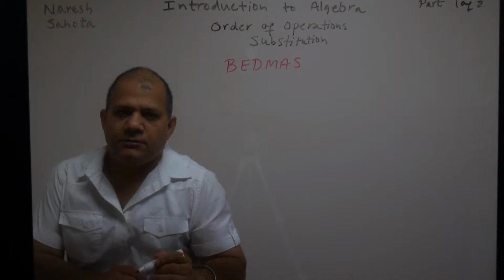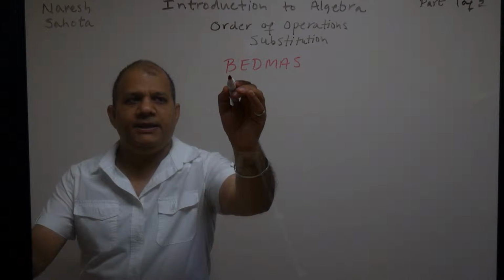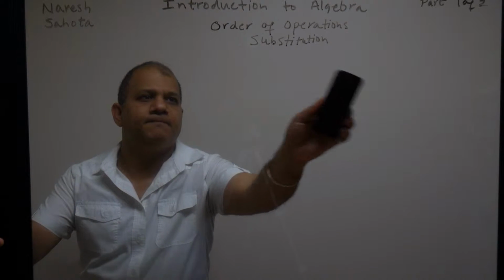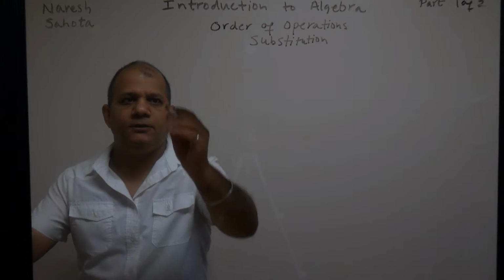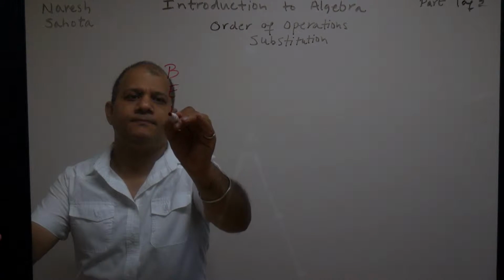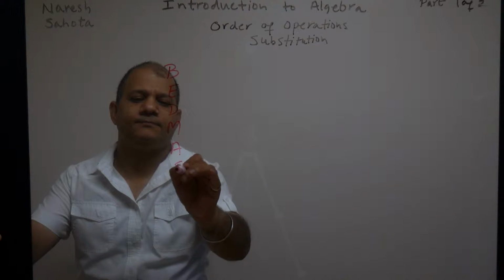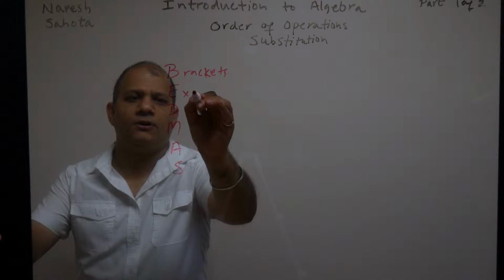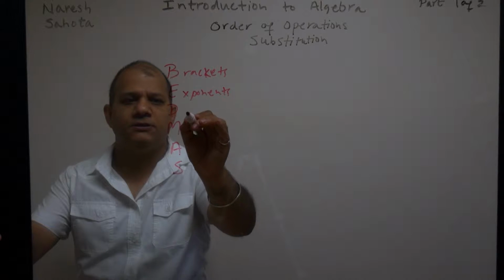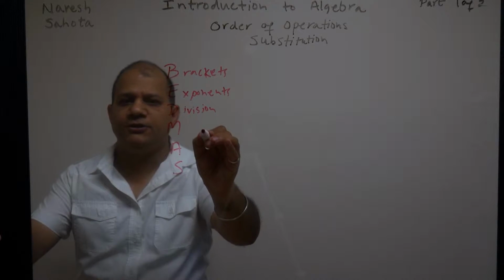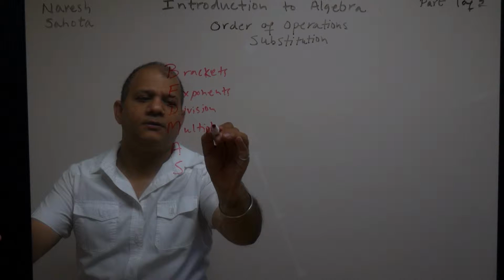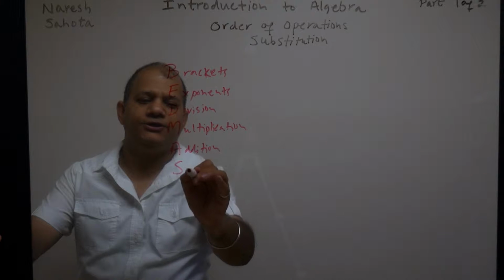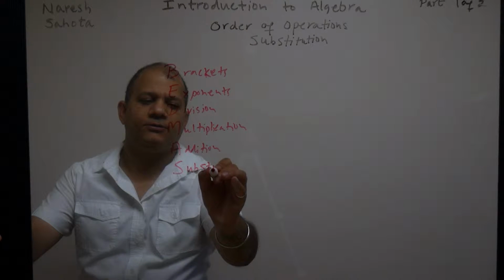So we use what's known as BEDMAS. Actually, I'm going to write it vertically. So BEDMAS. B is for brackets, E is for exponents, D is for division, M is for multiplication, A for addition, and S for subtraction.